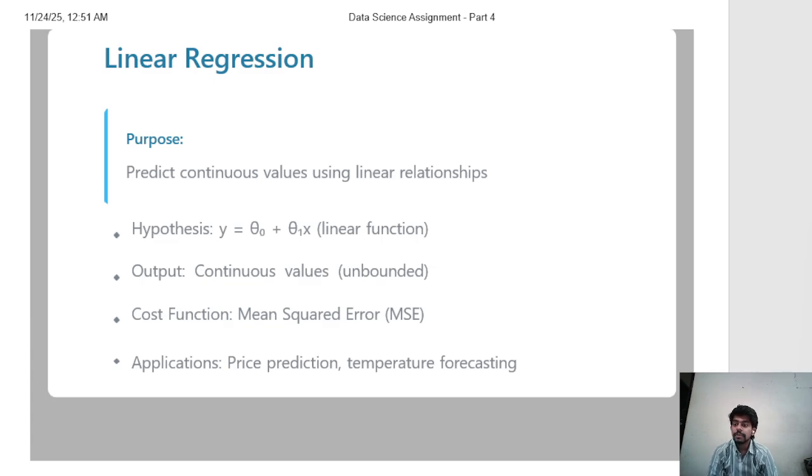It can be any number, positive or negative, with no bound. The cost function we minimize is mean squared error, or MSE, which measures the average squared difference between predicted and actual values. Common applications include house price prediction based on features like square footage and location, temperature forecasting, or stock price prediction. Linear regression works best when the relationship between input and output is approximately linear.